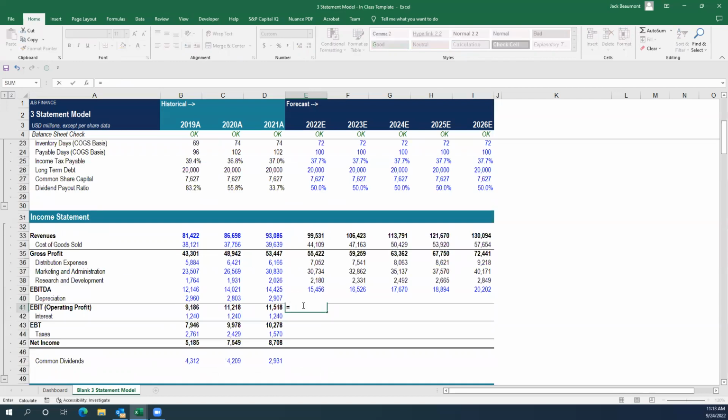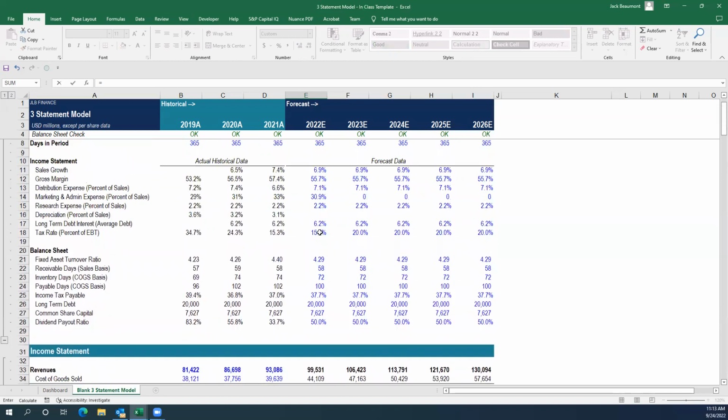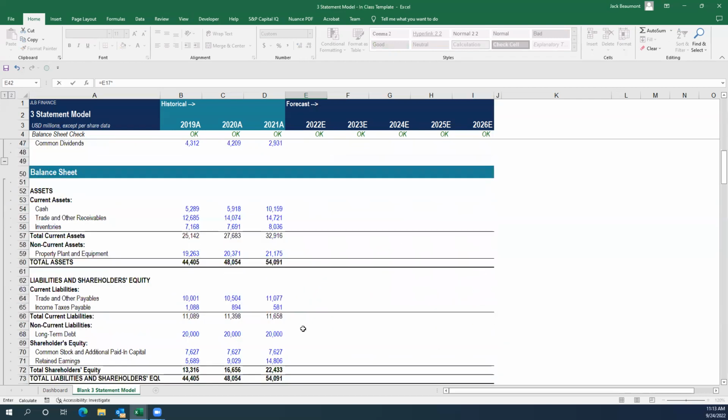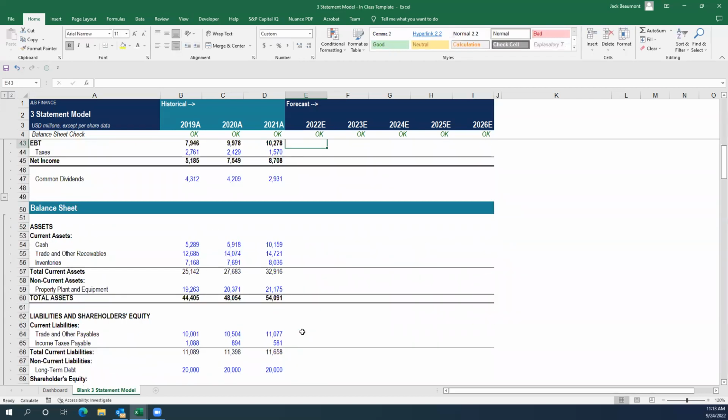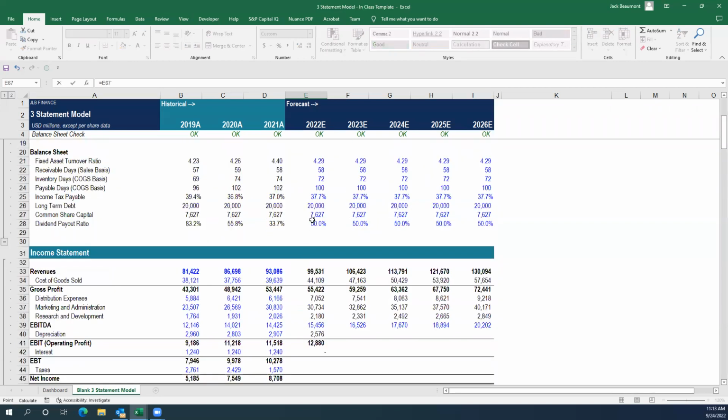And our earnings before interest will be our EBITDA minus depreciation. And then our interest is going to be our assumption of what our average interest rate is multiplied by our debt outstanding. So I haven't put this in yet, but this equals up here.